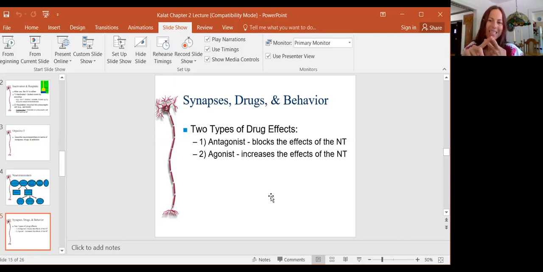A drug is an antagonist if it blocks a neurotransmitter, so you have less of that neurotransmitter or less effect of that neurotransmitter. It's an agonist if it increases the effect of the neurotransmitter, so it effectively makes more of the neurotransmitter, makes the neurotransmitter more active. So an antagonist is like anti-neurotransmitter. An agonist is like, yeah, make more, make more, make more.